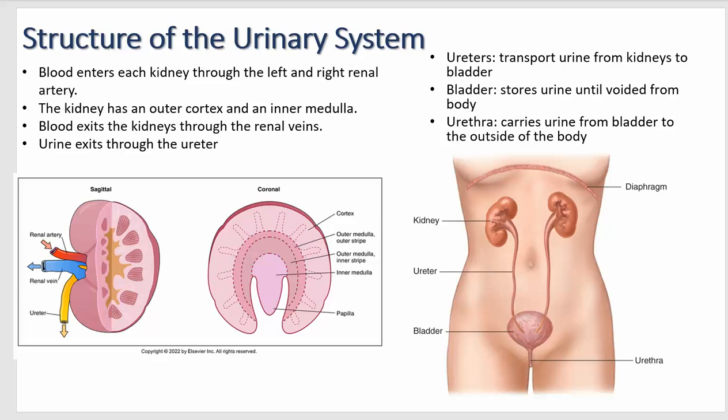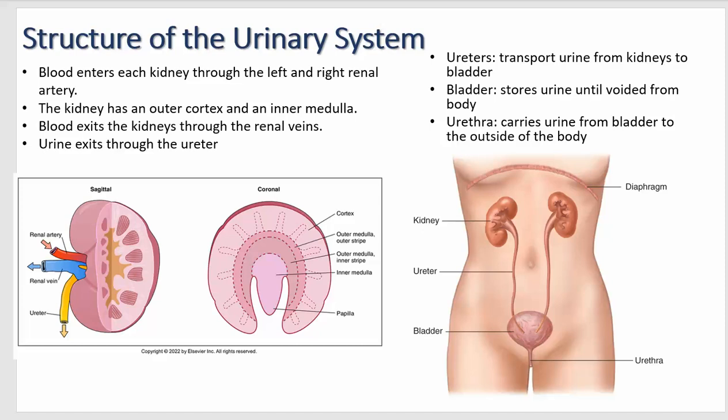So they're filtering blood, and that's what sort of becomes the urine. So it goes through, it filters the blood, and then the good parts are taken back up into the body, and the bad parts are excreted as urine. So it enters the kidney.